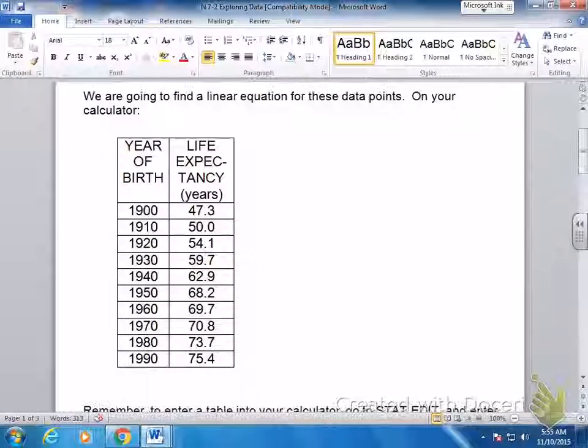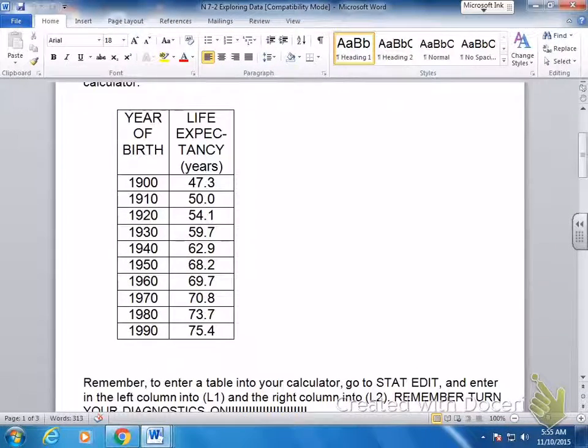So what we need to do first, guys, is put this information in our calculator just like we did last week, by putting our X values in L1 and our Y values in L2. So go to Stat and Edit. Remember, L1 is X, L2 is Y. I'm going to give you just a second to throw those in.